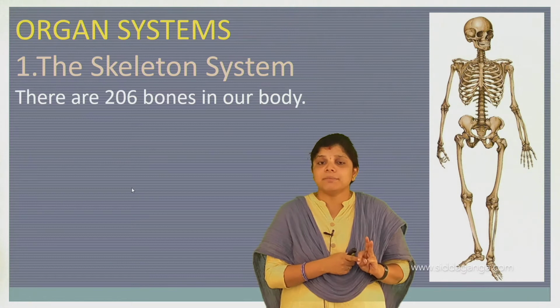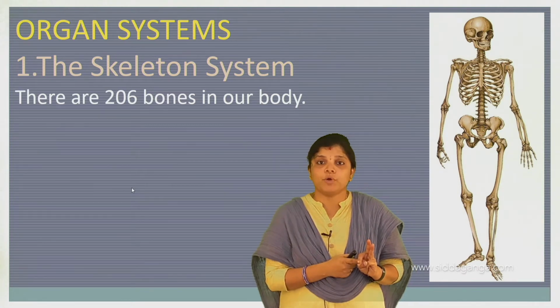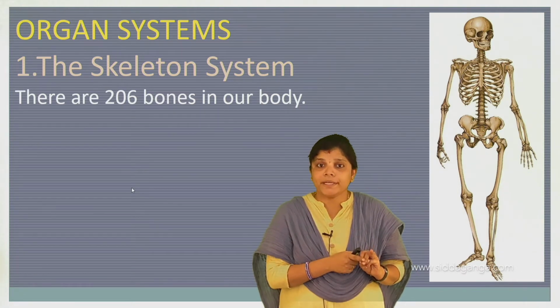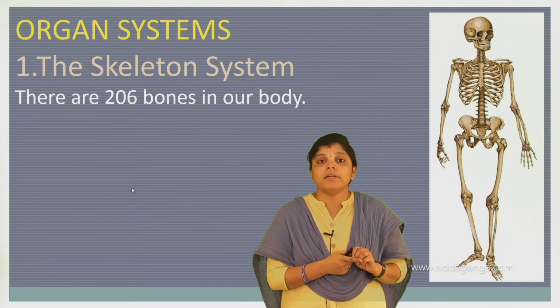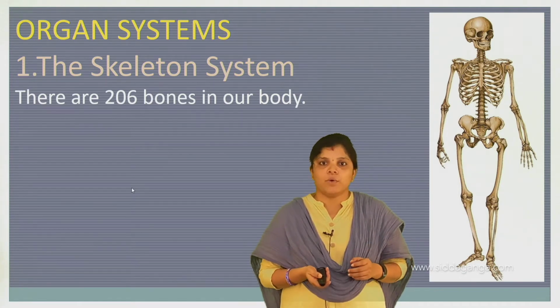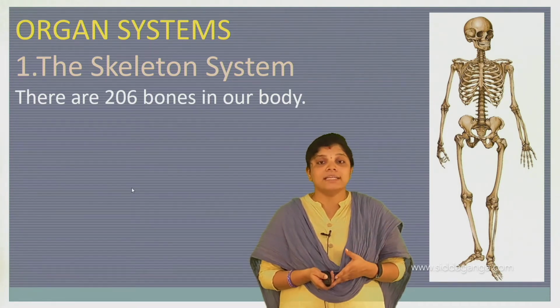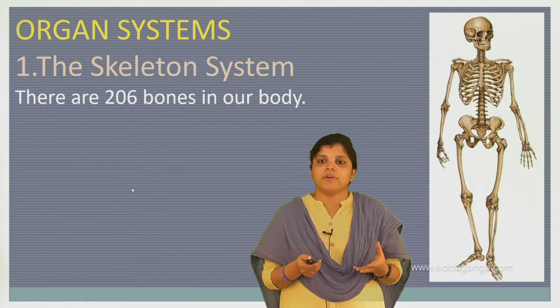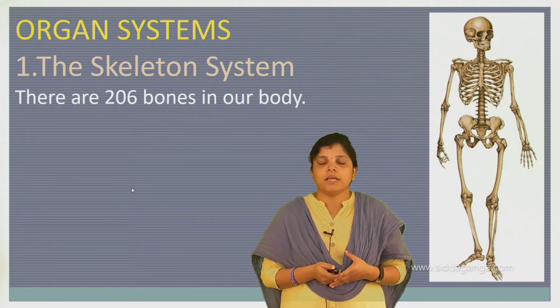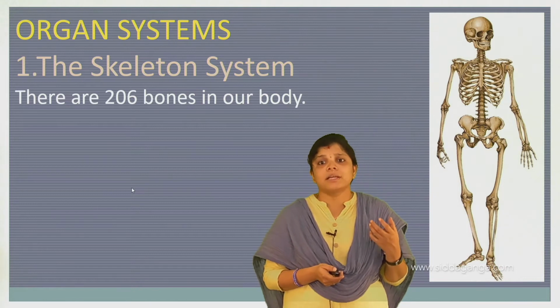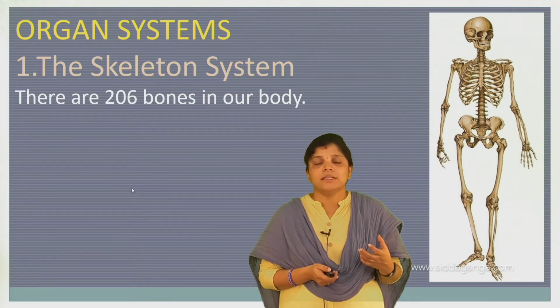See, the skeleton system gives shape to our body, and it also helps with movement, and it also helps to protect our internal organs. Okay, see, these are all about our skeleton system. There are many different parts of the skeleton system in our body. It is made up of the skull, rib cage, limbs, all these.